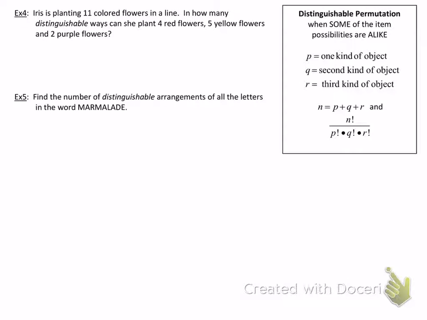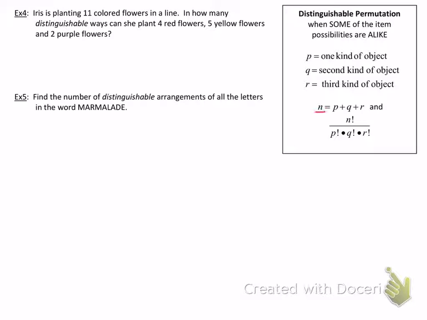So now we're going to look at something called a distinguishable permutation. And we have a distinguishable permutation when some of the items are alike, so by switching places, they make no difference. So in this case, over on the right, we have boxes P, Q, and R. They all represent one kind of object.